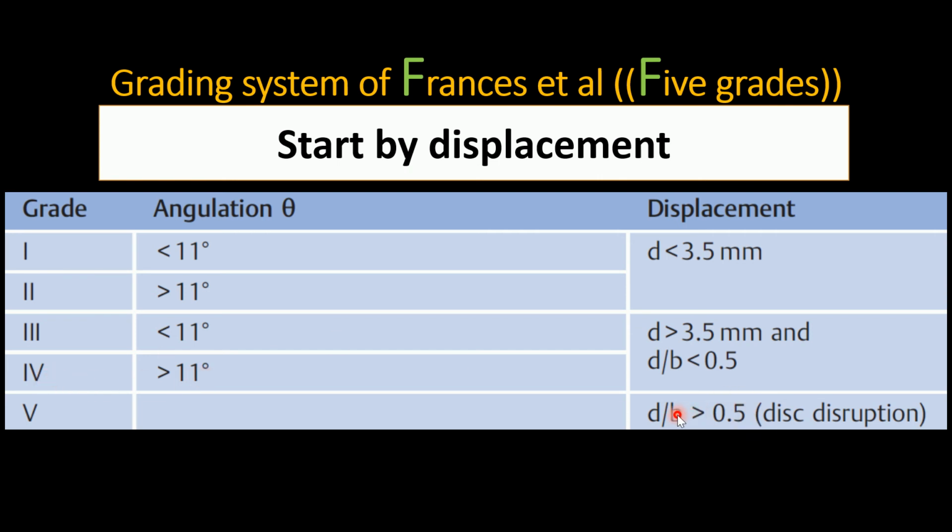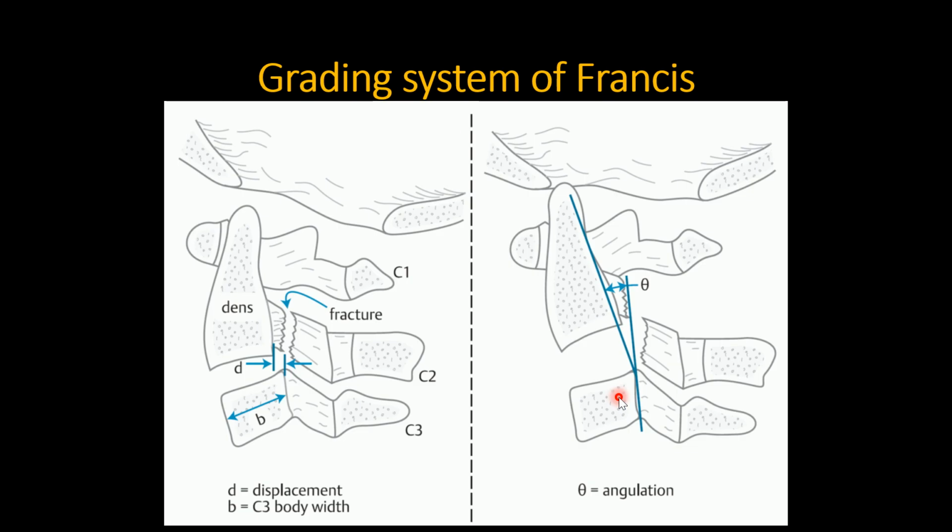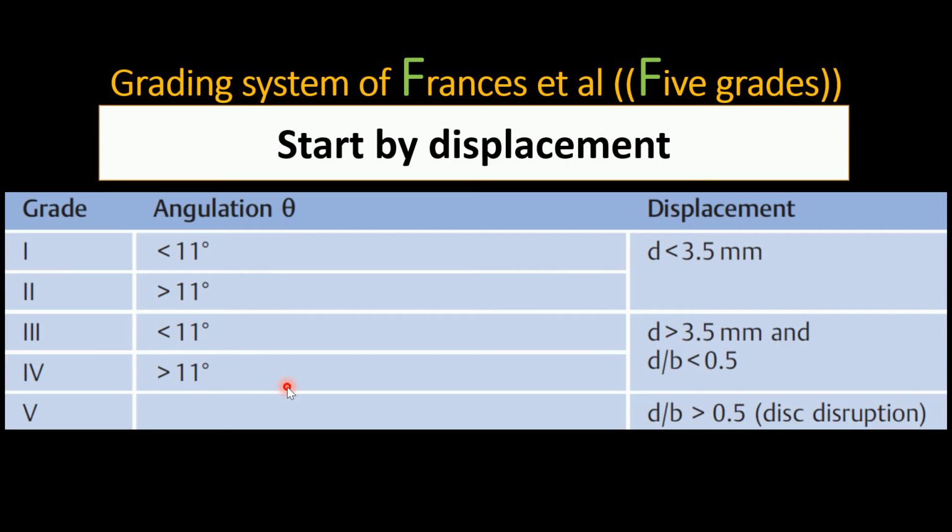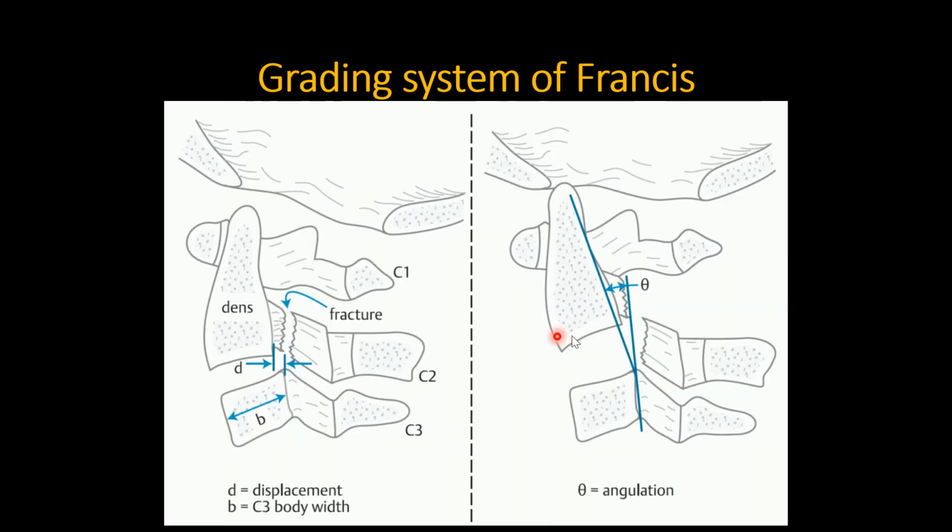And if the displacement is more than half of the body of the C3 vertebra, as we see here, it is type 5. Here is the body of C3. If D over B is more than half, so it is type 5 Francis classification. And here is the degree as concerned by Francis, the angulation or the angle.